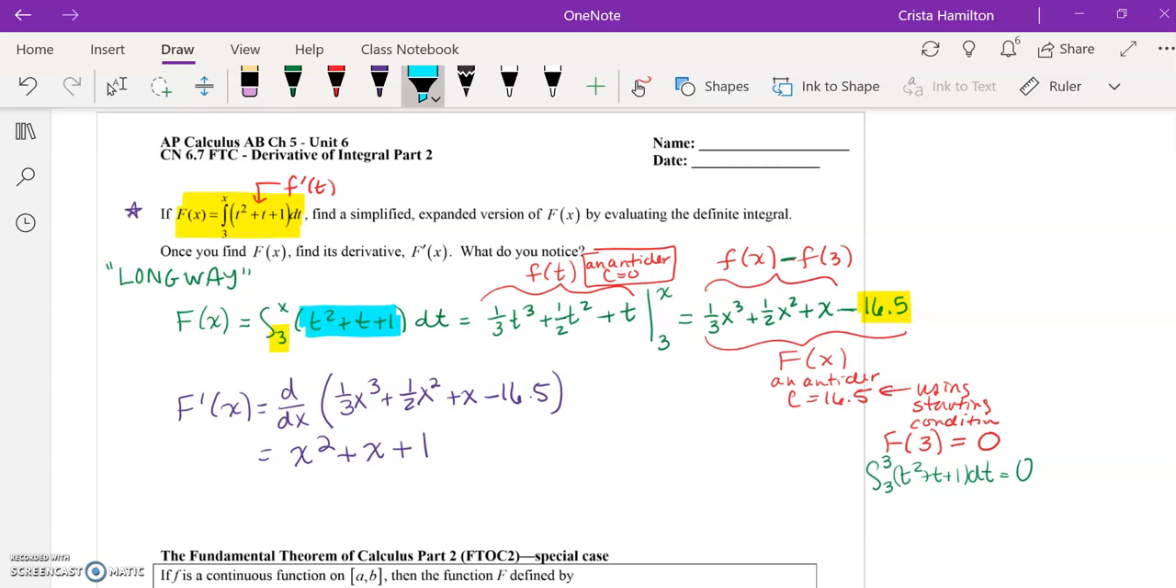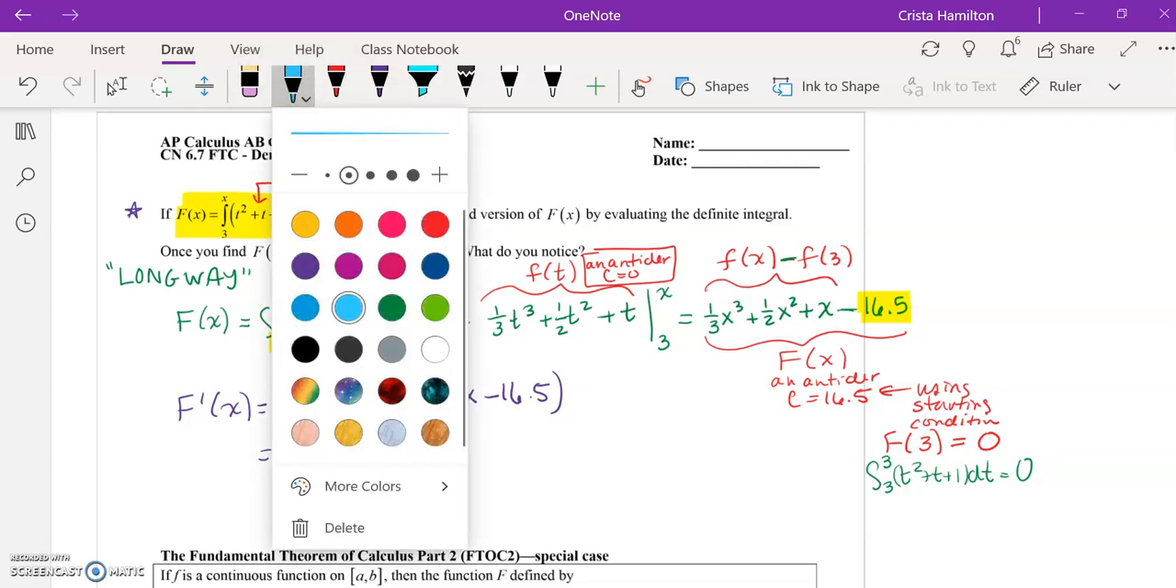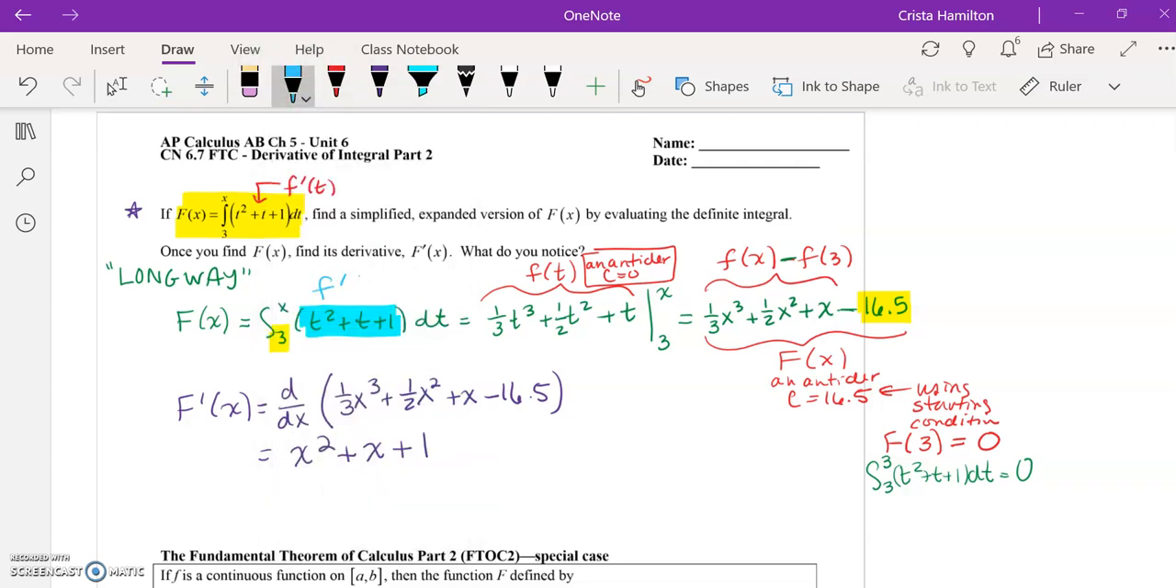And hopefully what you are noticing, and the shortcut that we talked about before, is that what's inside of here is the derivative, okay? Remember that as we were looking at this, that was f prime of t. That was the derivative. So what's inside of here is the derivative of both this generic antiderivative I did over here where c was equal to 0, but it's also the derivative of the accumulation function over here, because the constant doesn't matter.